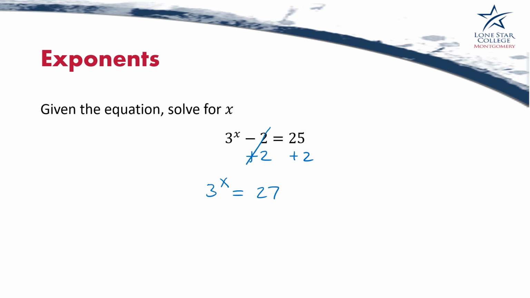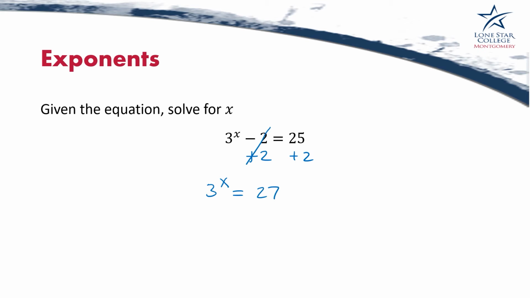Now, this is where we have to understand what this means. We have 3 to the power of x is equal to 27. Basically, that means we have to think about what x would have to be so that when you raise 3 to the power of it, you get 27. The easiest way to do this is to just try values of x, like 1, 2, 3, and see what we get.